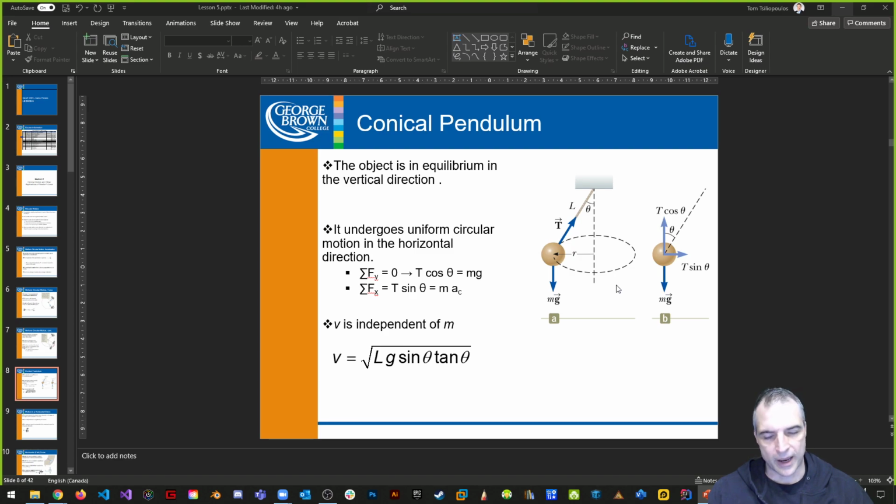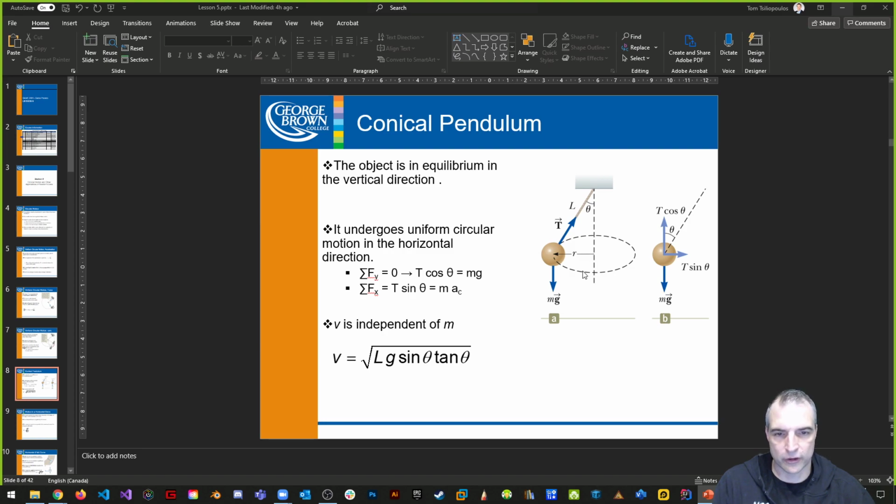So let's take a look at a case where we have a conical pendulum. Okay, so this is one case. I have a tether at the top, and what I'm doing is I'm swinging an object right below the tether. That is the conical pendulum. It makes a cone shape with its circular motion. So it undergoes uniform circular motion in the horizontal direction. There is no motion up and down in the vertical direction.